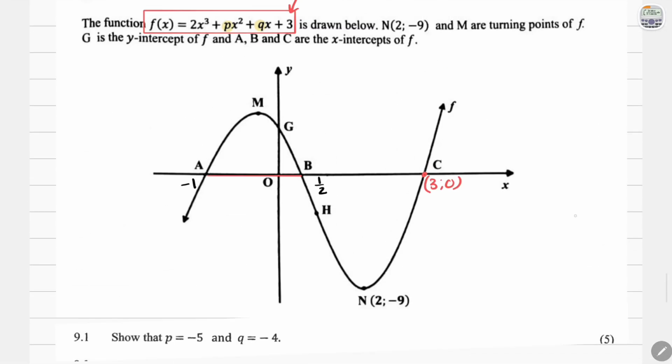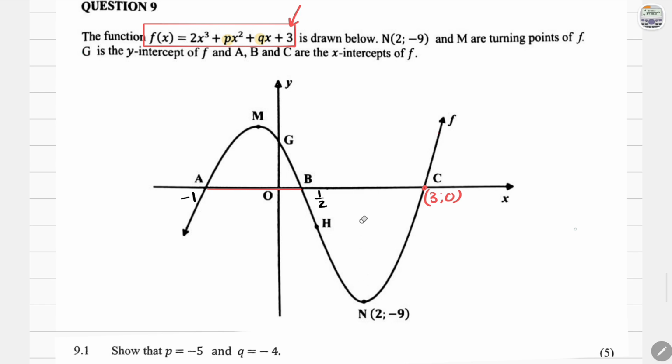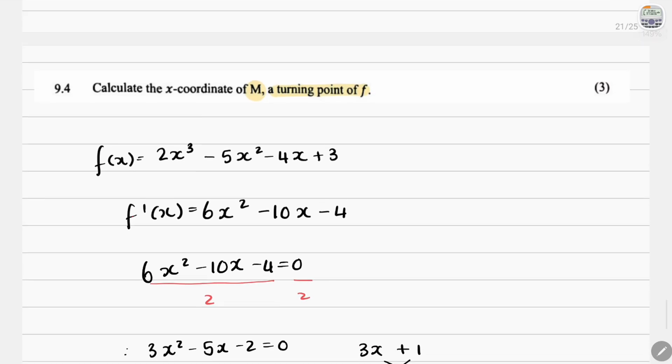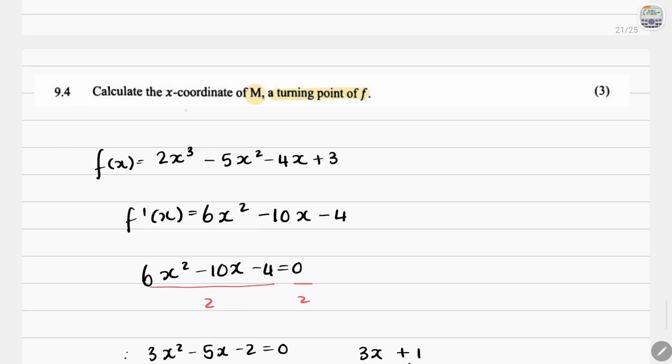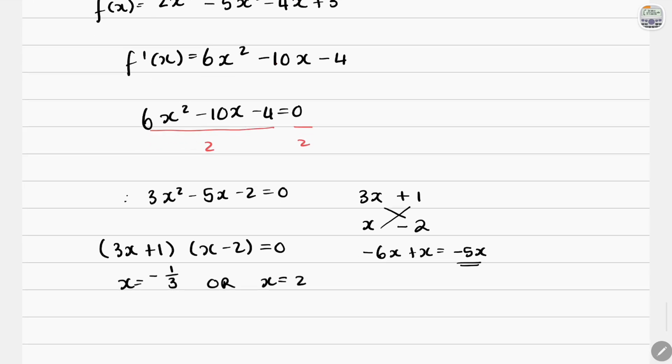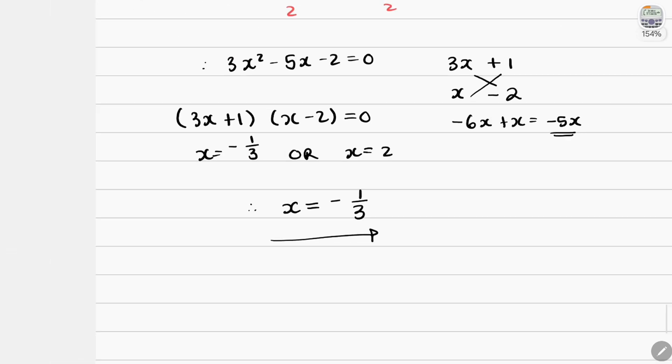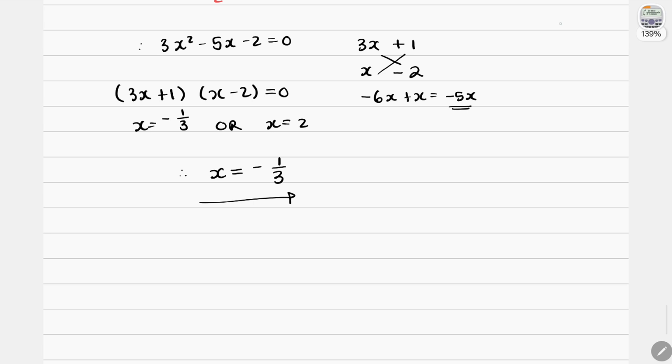So we just have to see which one exactly is m. This is the +2, so m is the other. Okay, and remember that they specifically said calculate the x-coordinate of m. So they just want the x-coordinate. So we can therefore tell them x is equal to -1 over 3. And that is our answer. Moving on to the next question.